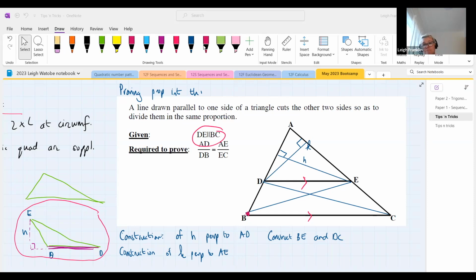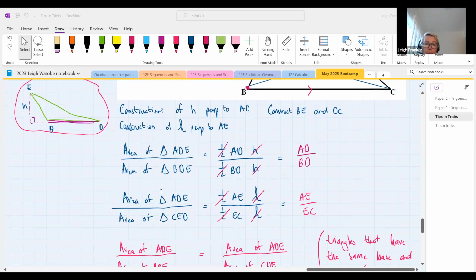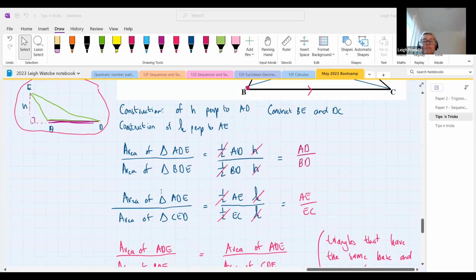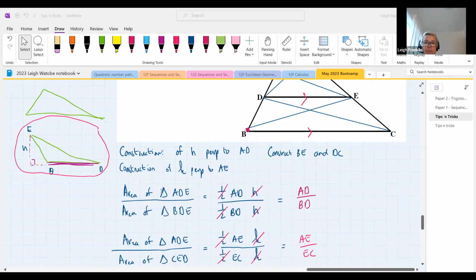Yes, I do, ma'am. Good evening. Good evening. The second area calculation, where you say area of ADE over area of triangle CED. Could you please just explain that part, because I understand the bottom part and the first part.